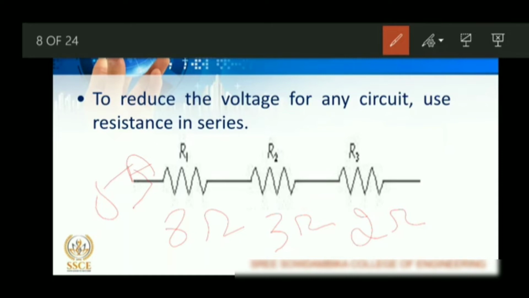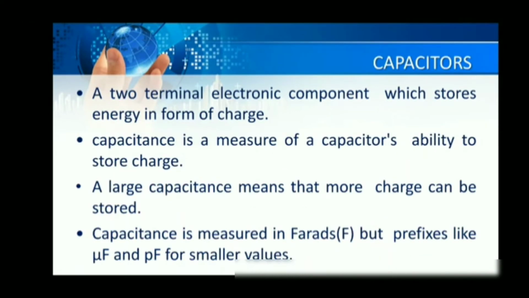But the voltage difference will depend upon the formula V is equal to I into R. We know the formula V is equal to IR. Depending upon the resistance value, the voltage varies.